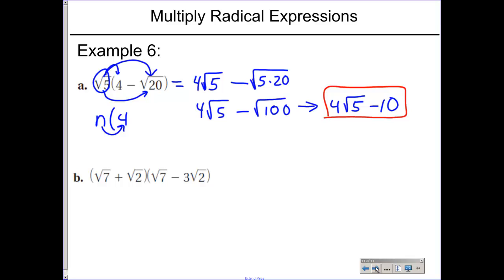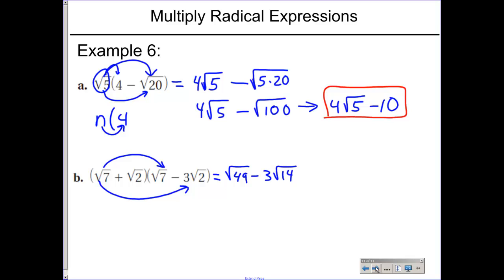If you look at B, we have what amounts to a binomial times a binomial. And if you remember back to when we were working with quadratics, we're going to distribute. So we're going to take this square root of 7 times the square root of 7, and that's going to give us the square root of 49. Then we're going to take this square root of 7 and times it by the negative 3 square root of 2. And that's going to give us a negative 3 square root of 14.